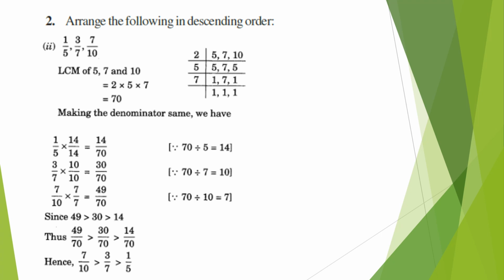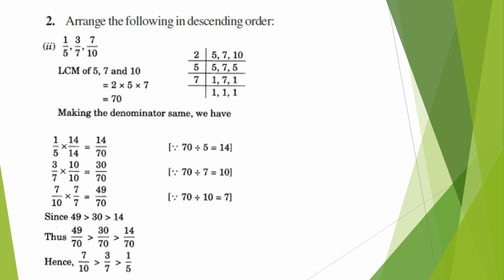Now observe these fractions with the denominator 70. All three fractions have the same denominator 70. Now we can find which is the greatest among them. You know that if denominators are same, the fraction whose numerator is bigger is the greater fraction. Here 49 is bigger. Then we can write 49 upon 70 is greater than 30 upon 70, which is greater than 14 upon 70.